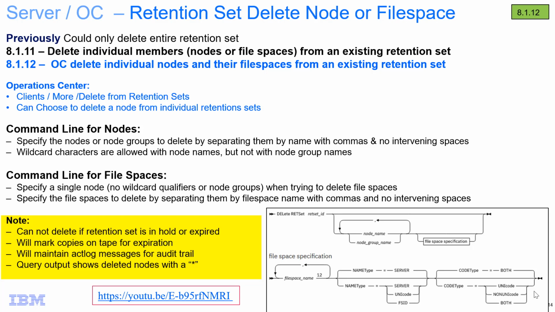If you want to see if something has been deleted from a retention set, if you do a query against that retention set, you'll notice that deleted nodes will have an asterisk to the side of them. That denotes that those had been deleted. Okay, I do have a video demo out there, so check that out on utilizing the Operations Center to delete off nodes or file spaces from an existing retention set.